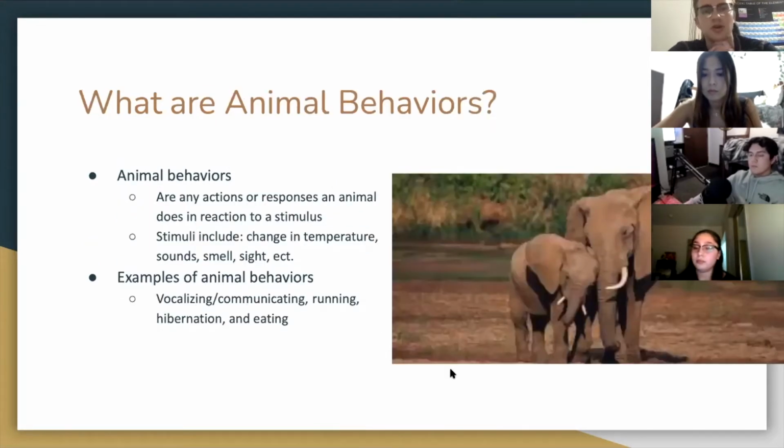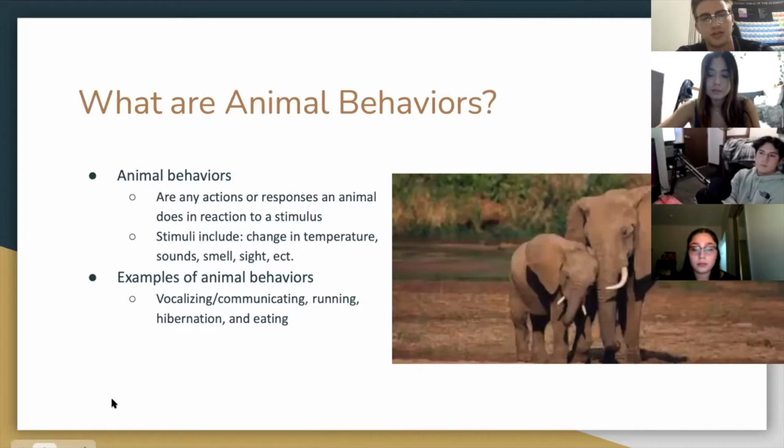So a question is, what are animal behaviors? A basic definition is any actions or responses that an animal does in reaction to a stimulus. Some basic stimuli that are included are a change in temperature, and what they would react to is going somewhere warmer if they're cold, and then sound, smell, and sight.